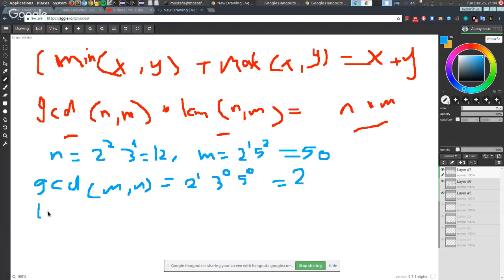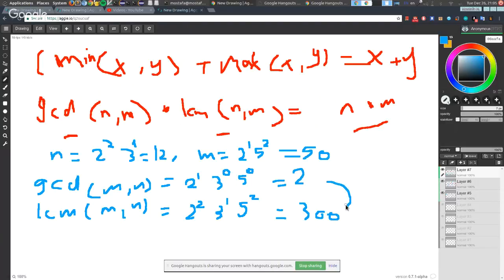And the LCM between both is this. So we take the maximum of the powers: 2 power 2, 3 power 1, 5 power 2. So basically this is, I think, 300. This is 100, yeah. And so it's 300. So as we can see, if we multiply both of these, it's 600, and also both of these is 600.